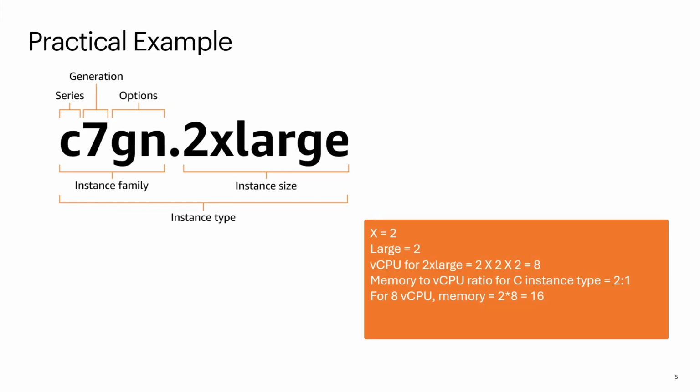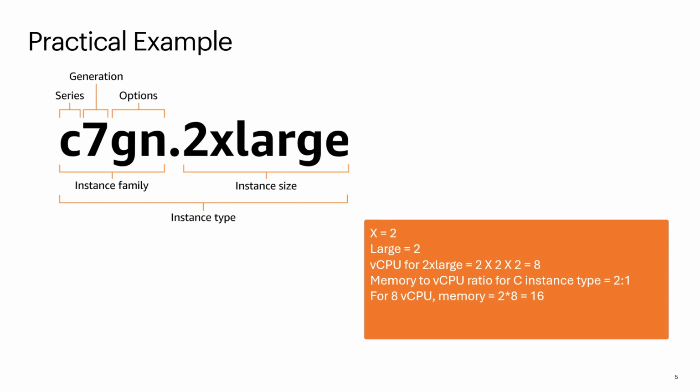The next digit, 7, indicates the generation of the instance. A higher number means newer hardware, better performance, and usually better efficiency. The following letters, gn, are the options or modifiers that specify special features. G means it uses an AWS Graviton processor. N means that it has enhanced networking and is EBS optimized. This portion, 2xlarge, determines the scale of the resources you get, the exact number of vCPUs and the amount of memory. Now let's see how to calculate the actual resources for this instance using the size suffix.